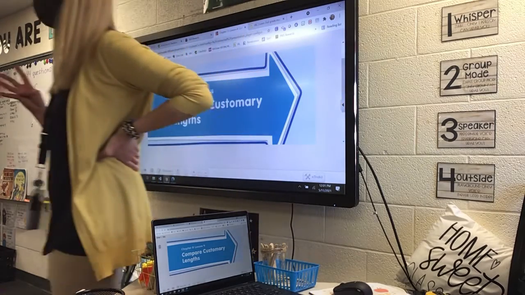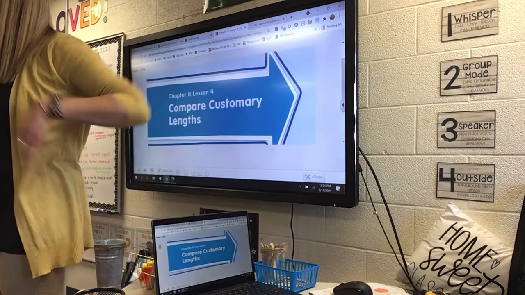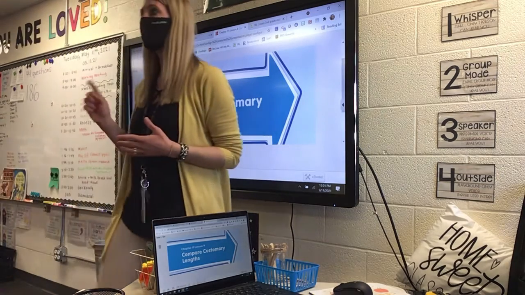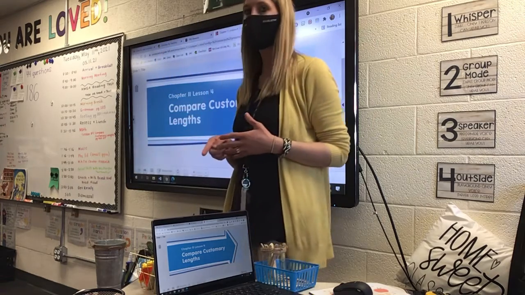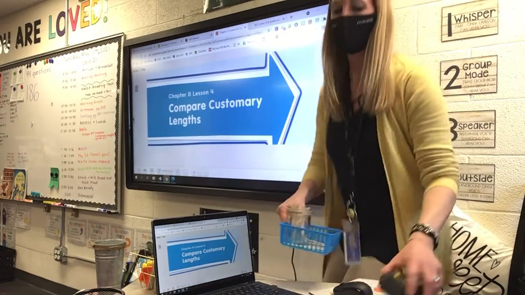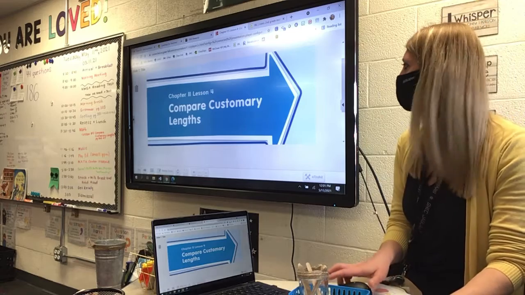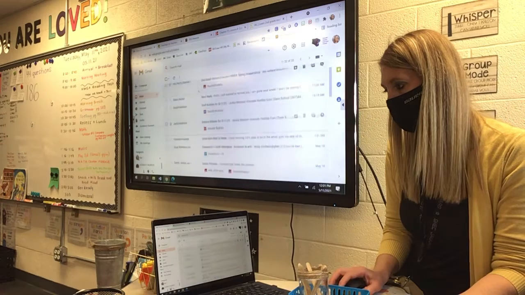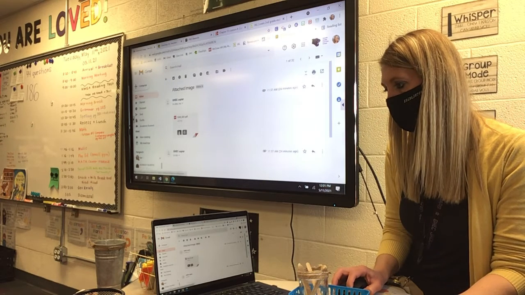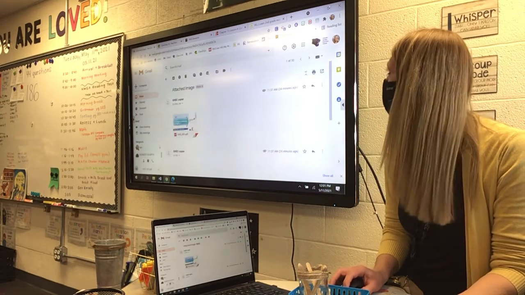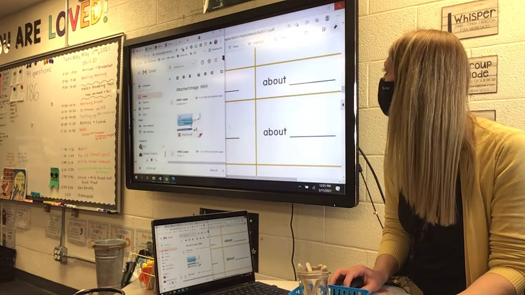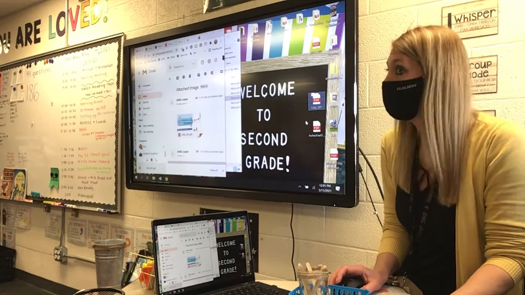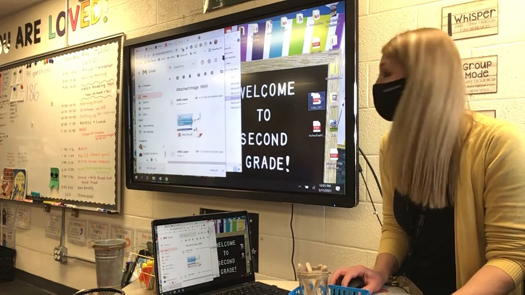So today, second graders, we're going to move on to lesson 4. And today we're going to learn how to compare lengths in our customary system. So what I want you to do is get out your rulers now. Get out your rulers and set them nicely on your desk off to the side.